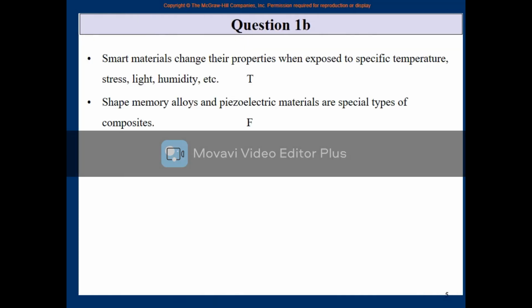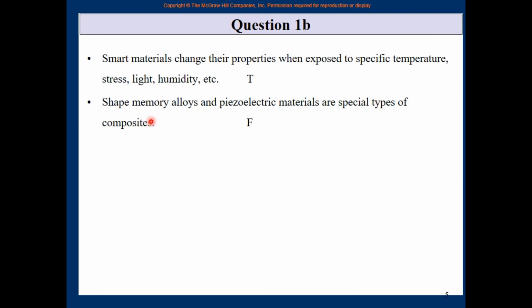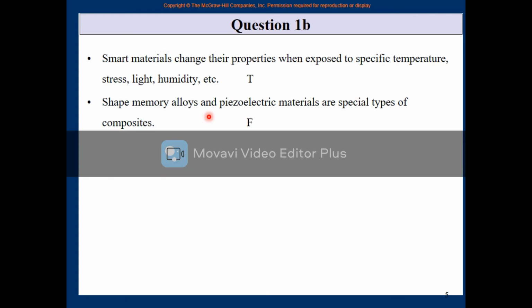So we were talking of shape memory alloys and piezoelectric materials, and I was saying that they are definitely not composites. If you remember, these two are the most important smart materials, right? So they are not composites, they are smart materials. Therefore, this statement is false.